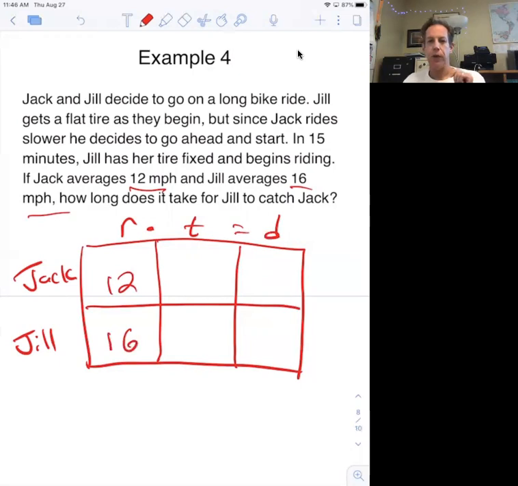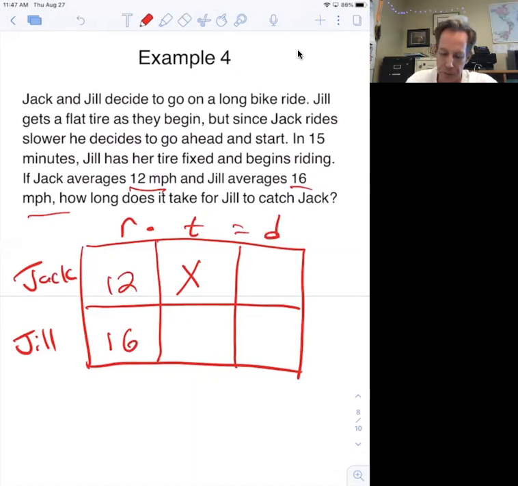All right, so the time is a little weird. First of all, it says that they're getting ready to leave at the same time, but then Jill has a flat tire. So Jack goes ahead, but then Jill has to fix her tire, and then she has to catch up to him. It takes her 15 minutes to fix her tire. So let's say that Jack's time is x. Then since Jill has to wait 15 minutes before she goes, we have to subtract that time.